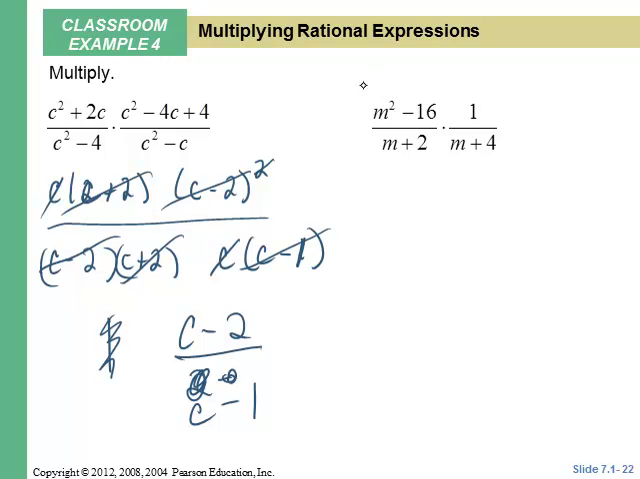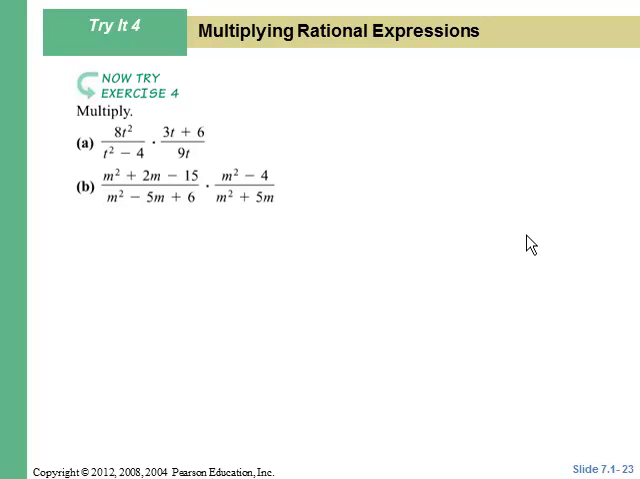All right, this factors into m minus 4, m plus 4. So we can cancel this against this, m minus 4 over m plus 2. You do this one.